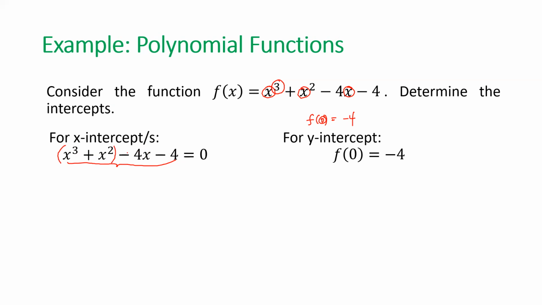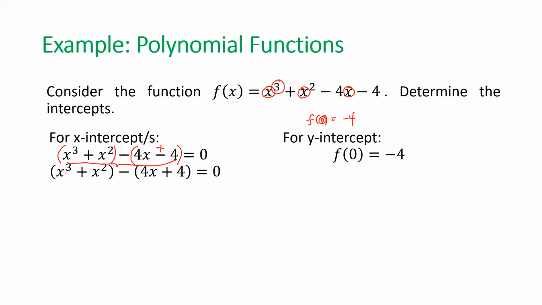But since the last two terms are preceded by a negative sign, when we group them, we are going to change their signs. So this negative 4x here will become positive inside the parentheses, and this negative 4 here will become positive inside the parentheses. So we get the following equation. So now that we have grouped already the appropriate terms, we can find a common factor for each group.